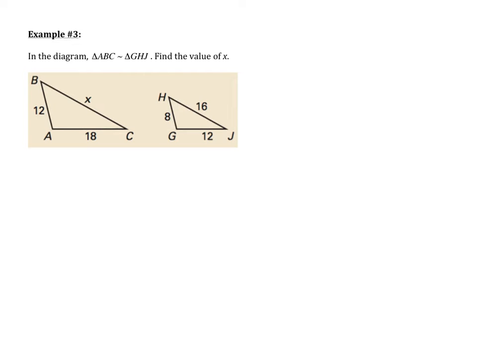And now on to example number 3. In the diagram, triangle ABC is similar to triangle GHJ. Find the value of x. Since we are told that the two triangles are similar, I know that the angles are congruent, but the sides are proportional. So I'm going to set up a proportion for this problem. To do this, I need to make sure I am lining up corresponding sides. So 12 would correspond to 8, and the x would correspond to the 16. So my proportion would be 12/8 equals x over 16.